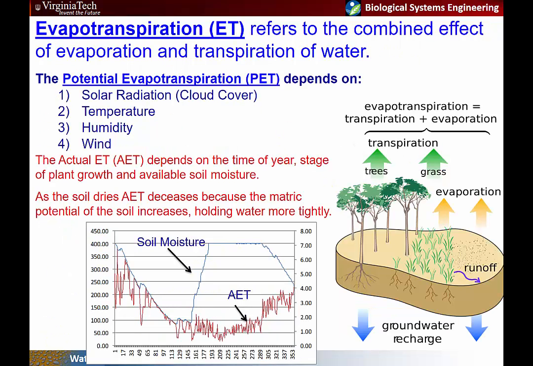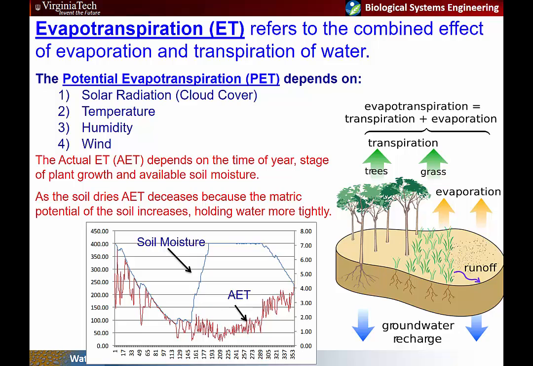So the combined effect is called evapotranspiration, and it's the combined effect of evaporation and transpiration of water. And there are two ways to think about evapotranspiration. The first is called potential evapotranspiration, or PET, and this is really a constant. This doesn't change if you have the same solar radiation, temperature, humidity, and wind speed. It's not going to change if those conditions are constant.